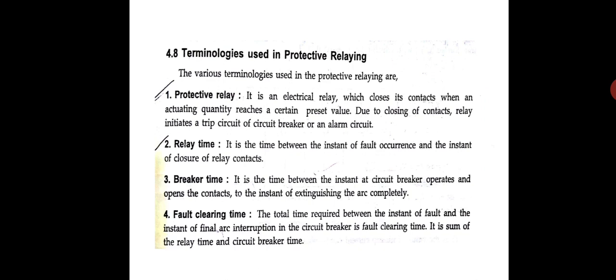Such as the protective relay. So what is a relay? A relay is a device which closes its contact when an actuating quantity reaches a certain preset value. Preset value means a value is set, like voltage or current is set. Whenever that value is reached, it will actuate, it will turn on, like that.